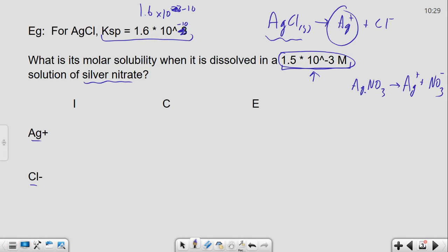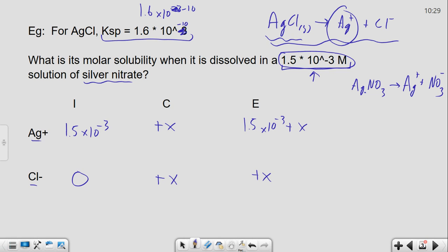So I actually am starting with 1.5 times 10 to the negative 3 as my concentration of silver, and there was no chlorine in there. Silver nitrate doesn't have any chloride, so I won't have any chlorine ions floating around. I double check my equation up here, and it's a 1-to-1 ratio for everything. So I'm going to be making some silver, and I'll be making some chlorine. So at equilibrium, I'll have 1.5 times 10 to the negative 3 plus x, and my chlorine will just be positive x. All right, fantastic. Let's plug that into our KSP and solve, right?